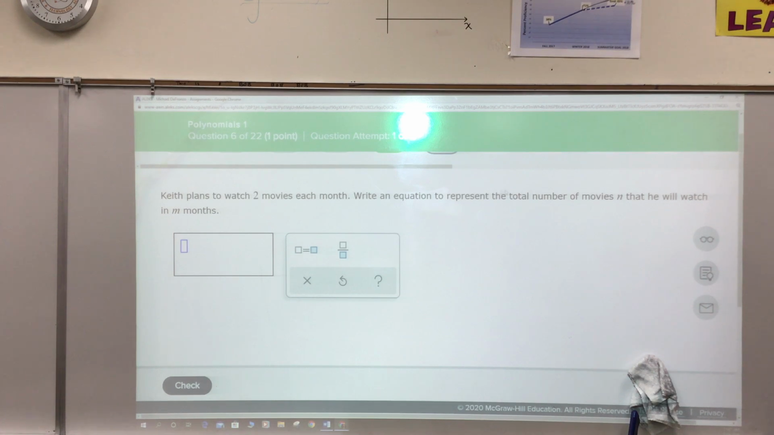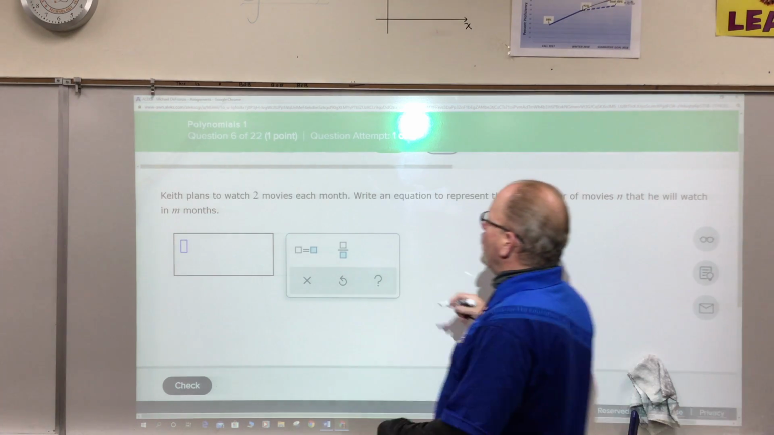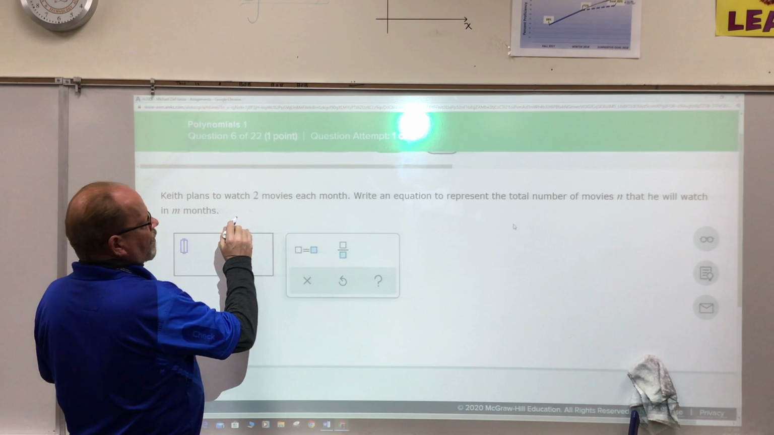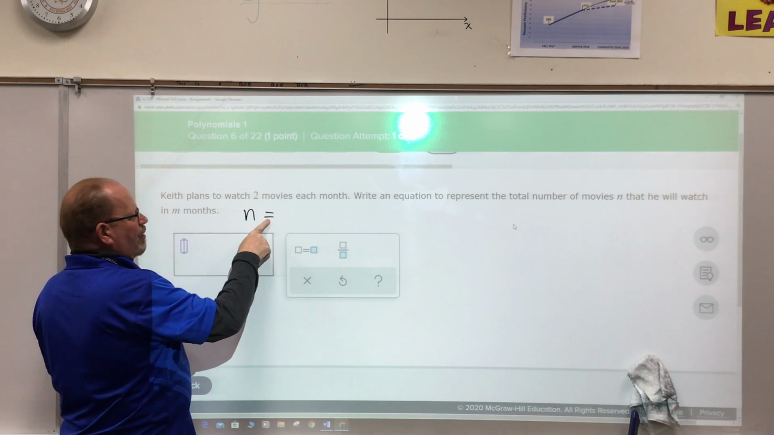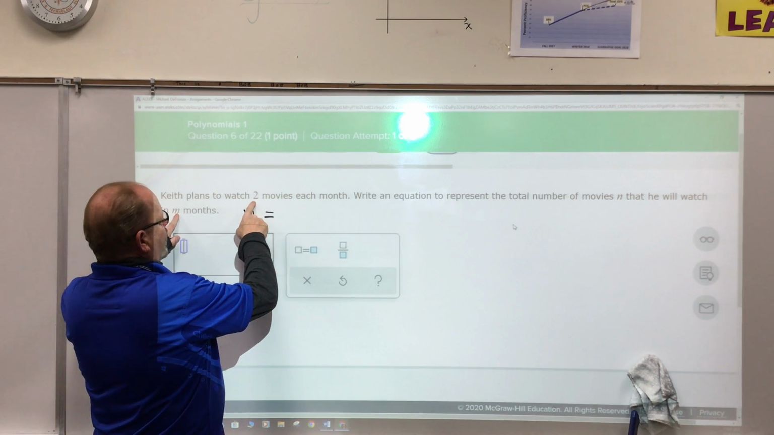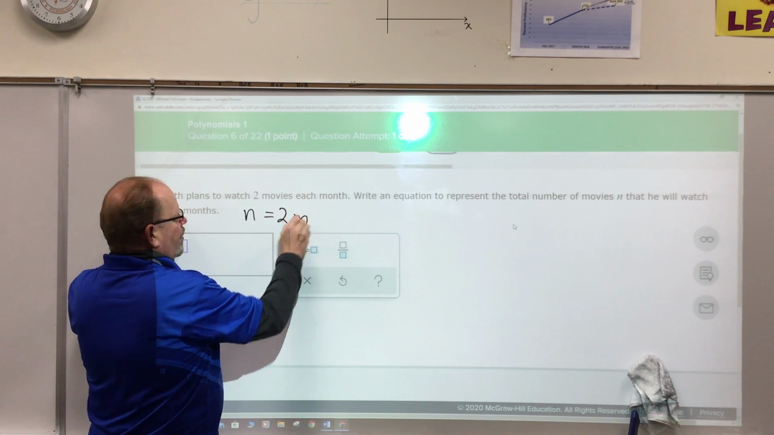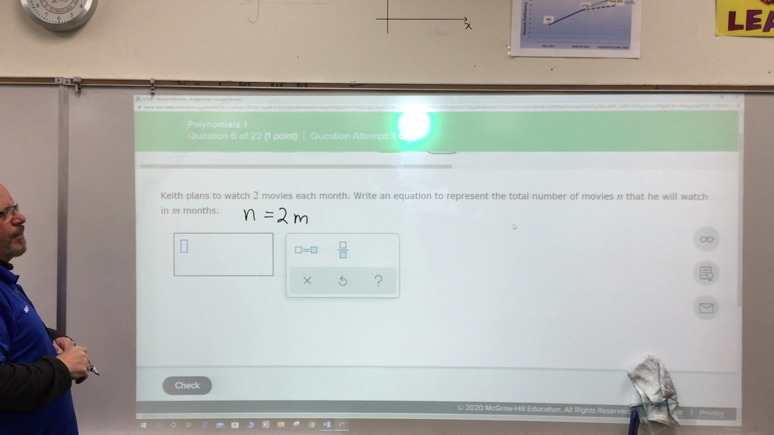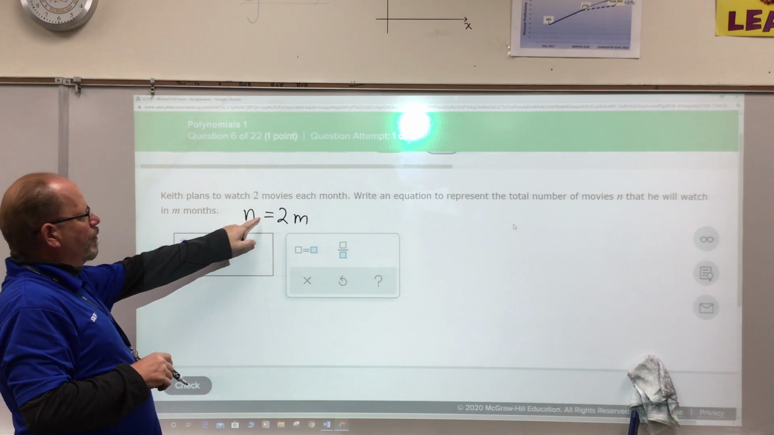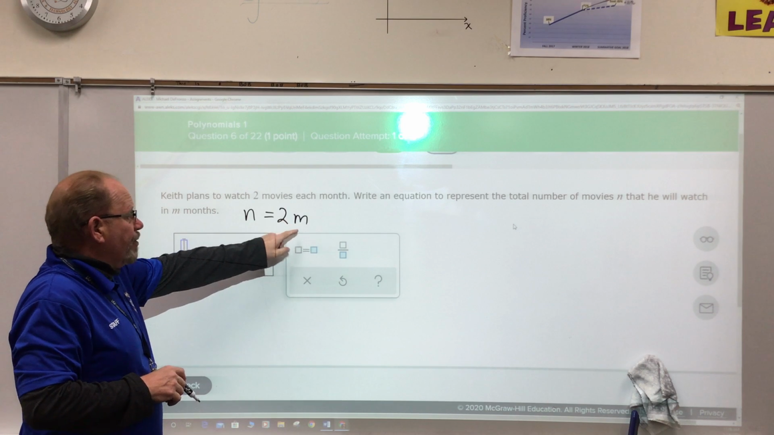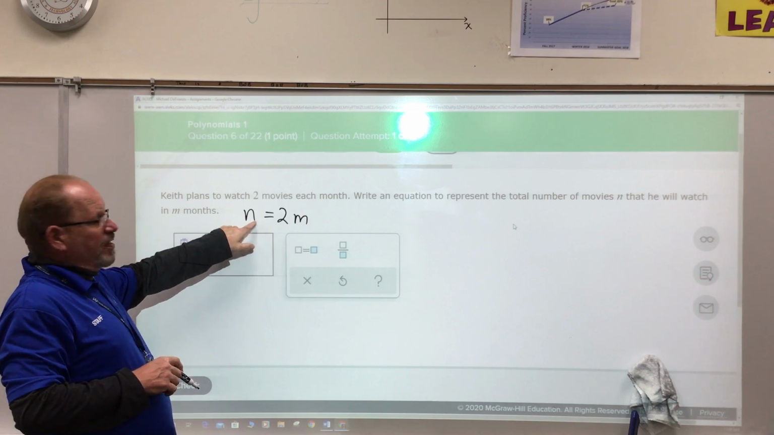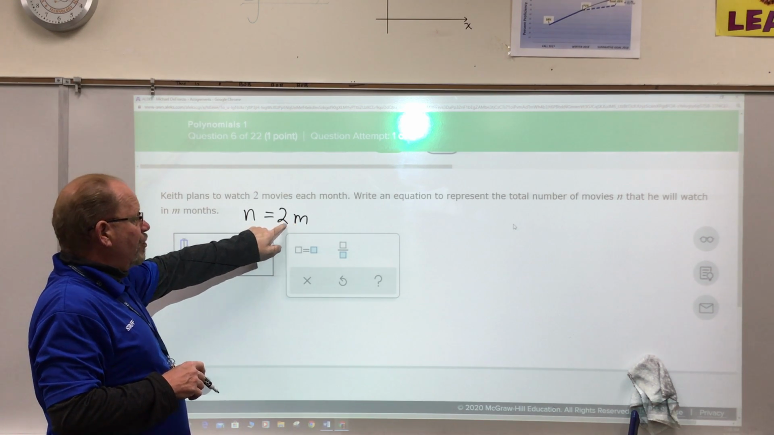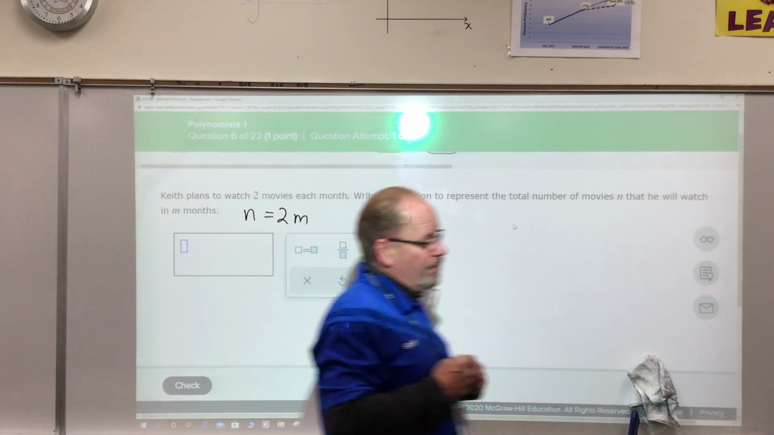Two movies each month. Write an equation to show the number of movies he will watch in m months. The number of movies that he will watch is equal to 2 each month. So if it's 10 months, he'll watch 2 times 10, he'll watch 20 movies. If it's 3 months, he'll watch 2 times 3, or 6 movies.